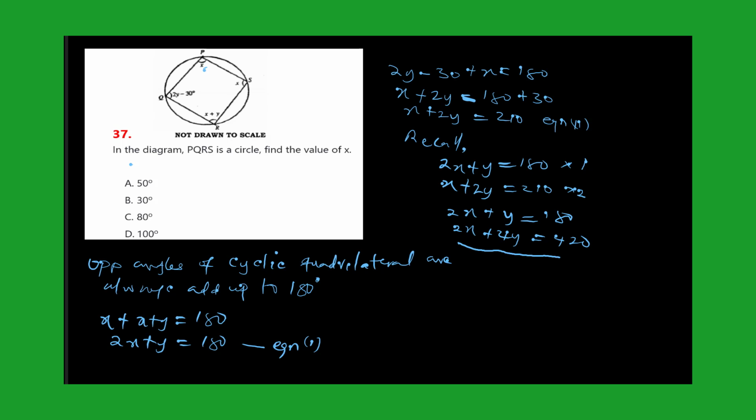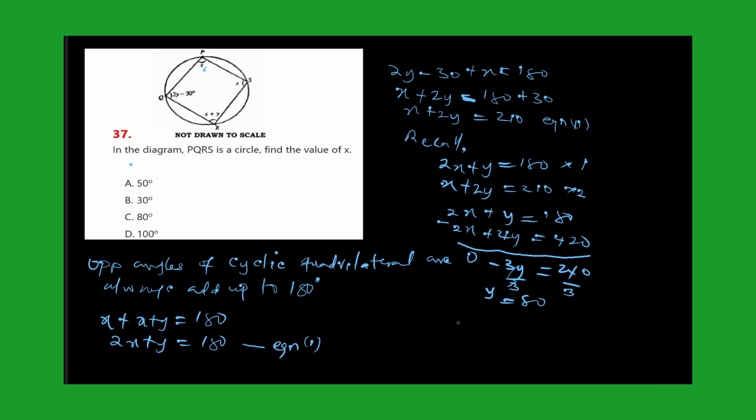So now let's subtract. So 2x minus 2x will be 0. This minus will affect this plus, so it will be minus 4y. So y minus 4y will be, sorry, this should be minus 3y. Then 180 minus 420 will be minus 240. So divide both sides by minus 3. So our y here will be 80.